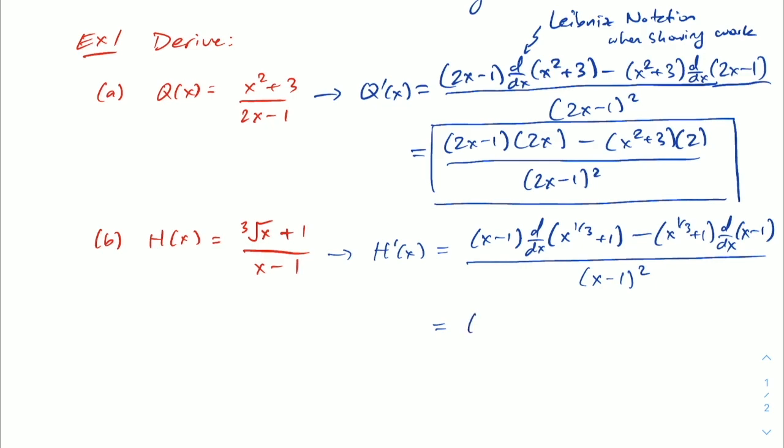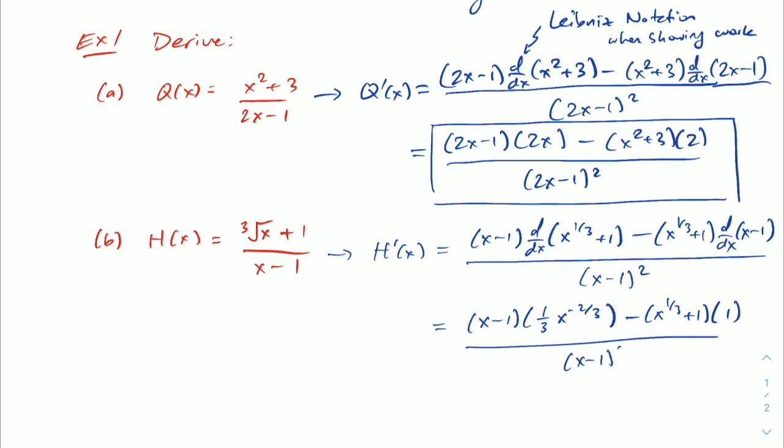All right, now in the next step, I'm going to compute my derivatives. Derivative of x to the 1/3 is 1/3 x to the negative 2/3. And the derivative of x minus 1 is just 1. Again, I'm not going to simplify. That will be my answer.